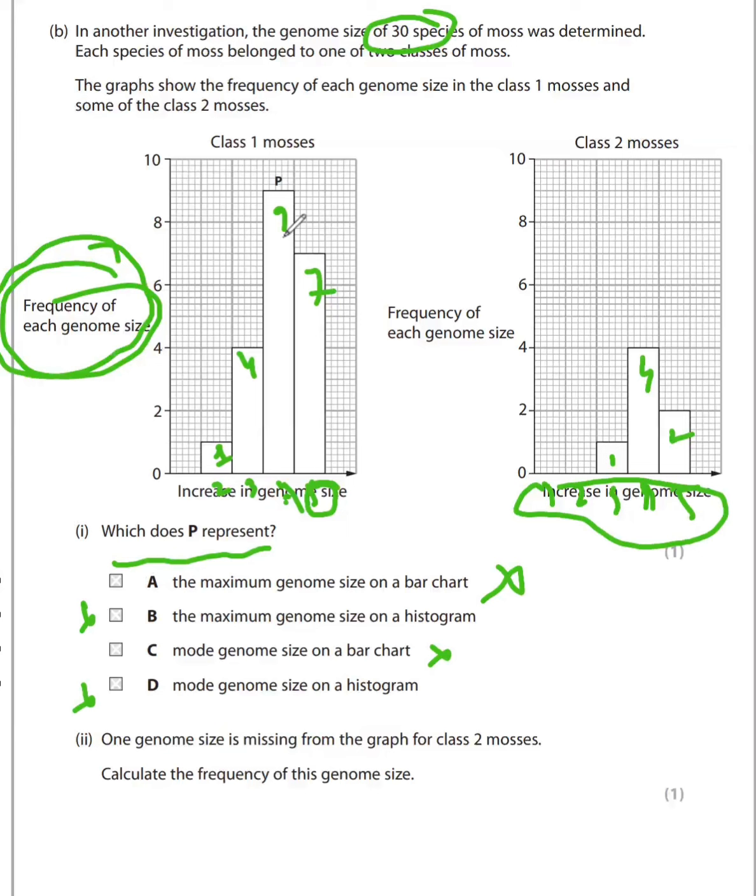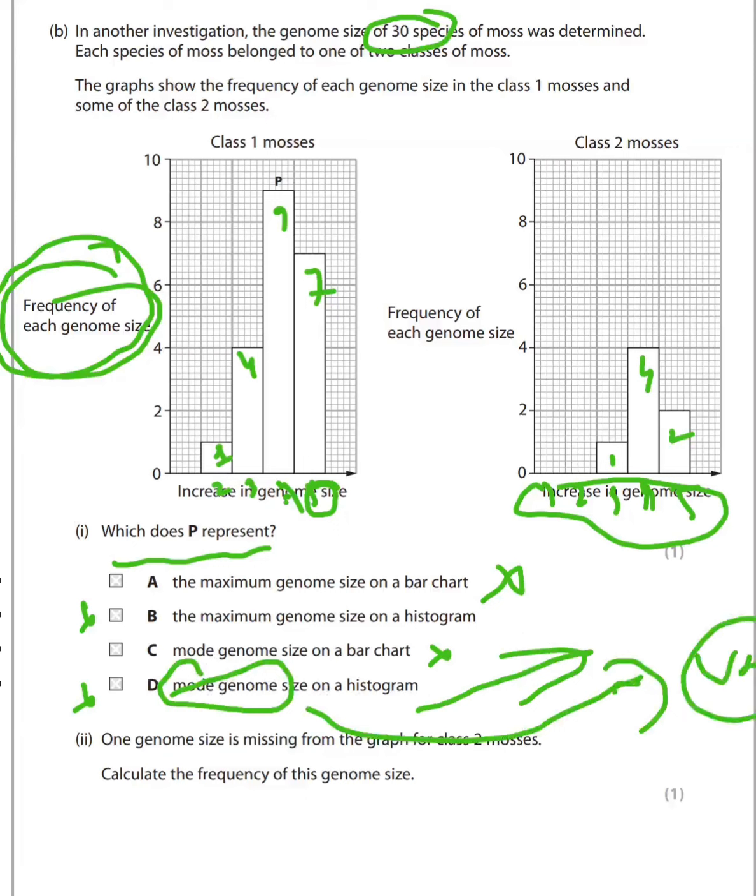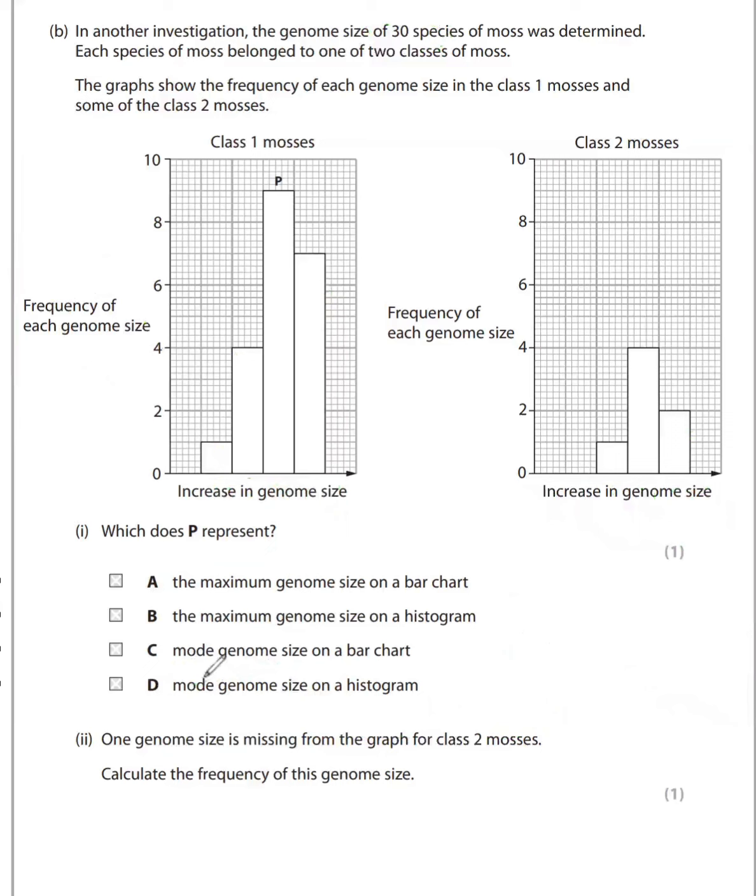The answer is obviously going to be D. Why? Because D is showing the mode of the genome size. So what is mode, student? Mode is the value that appears most often in the set of data. What did you learn in math actually? In normal math, most of you have learned this concept. So mode is the value that appears most often in a set of data values. So that's the reason for the answer.